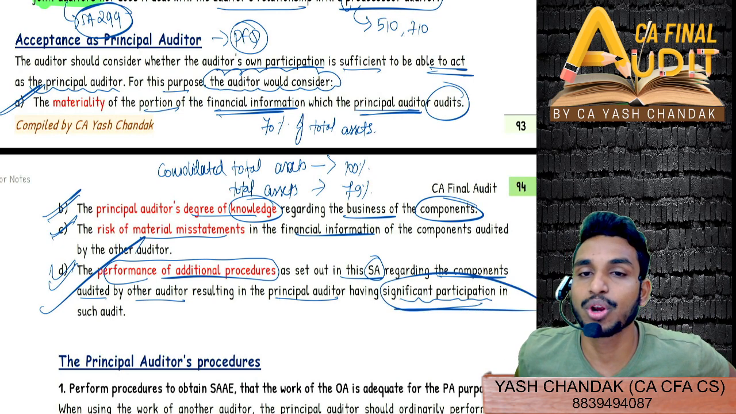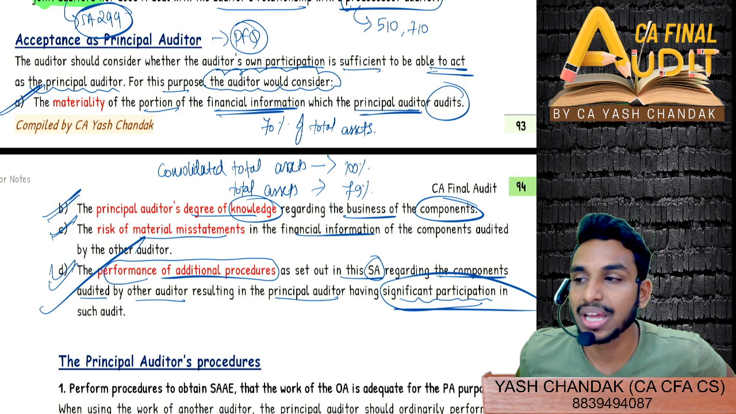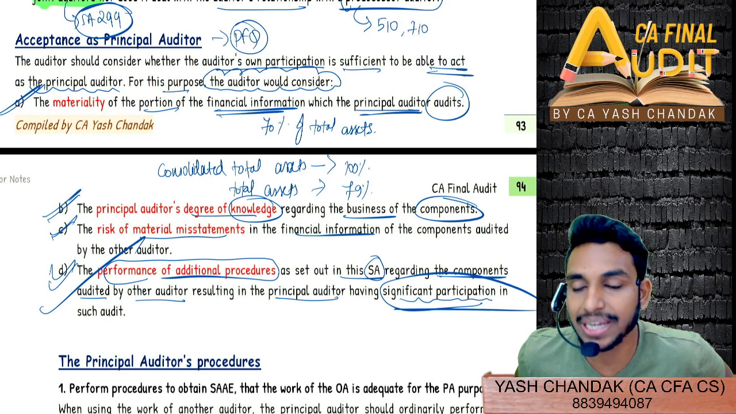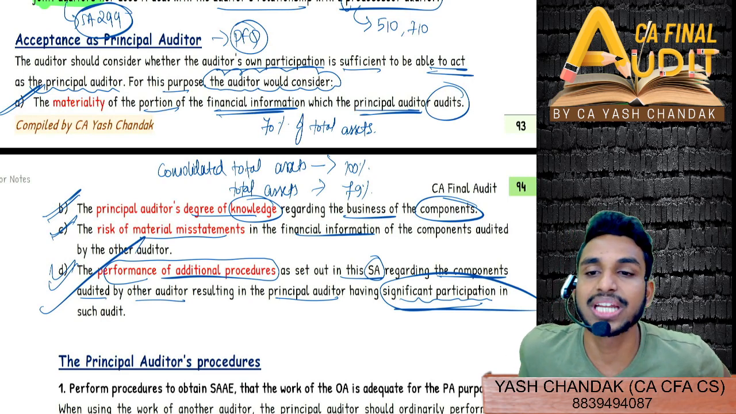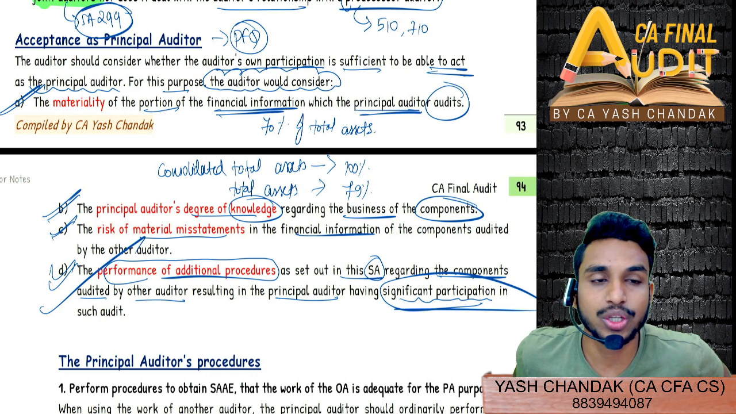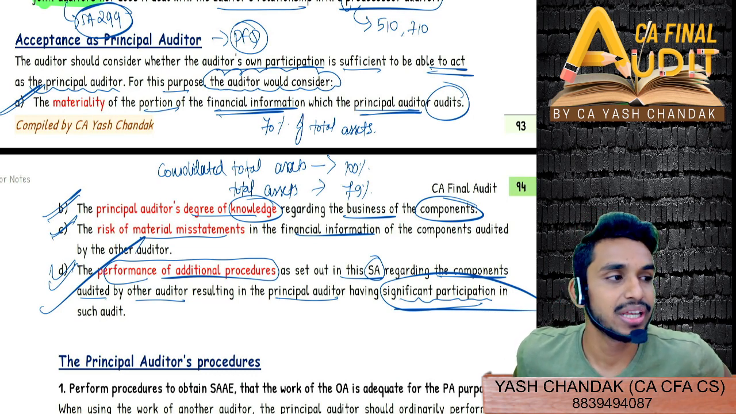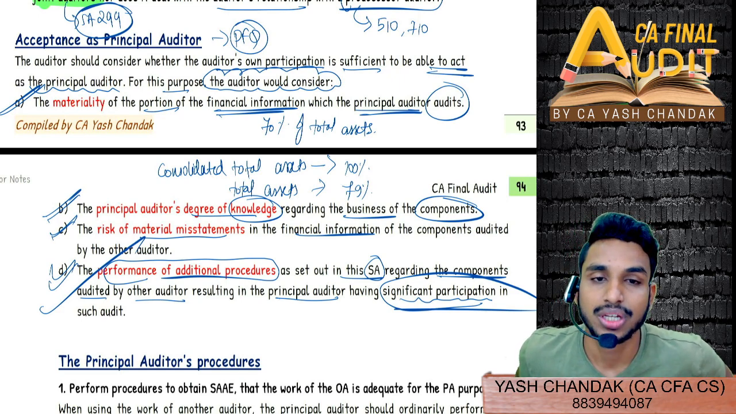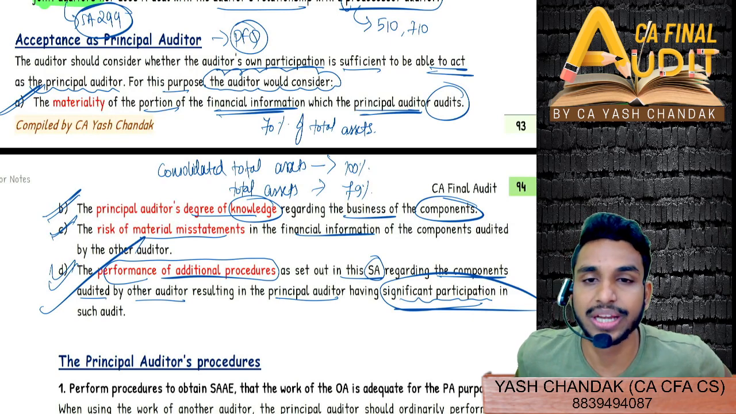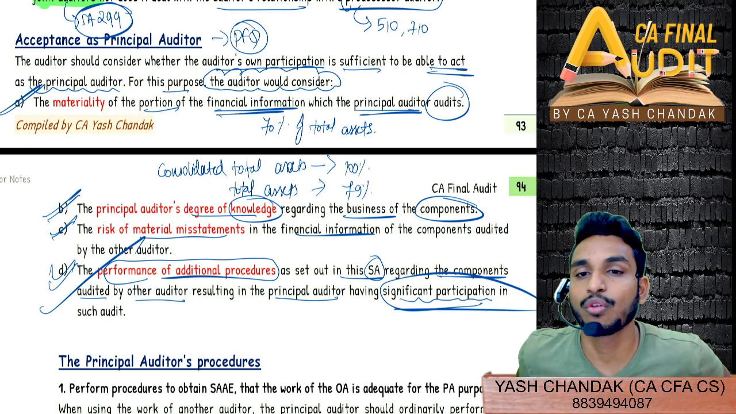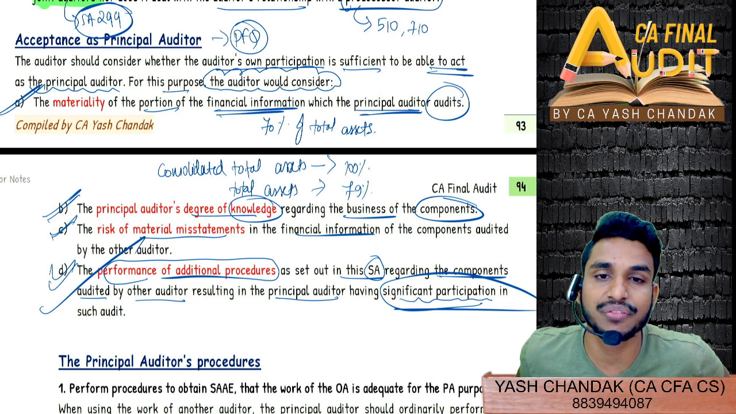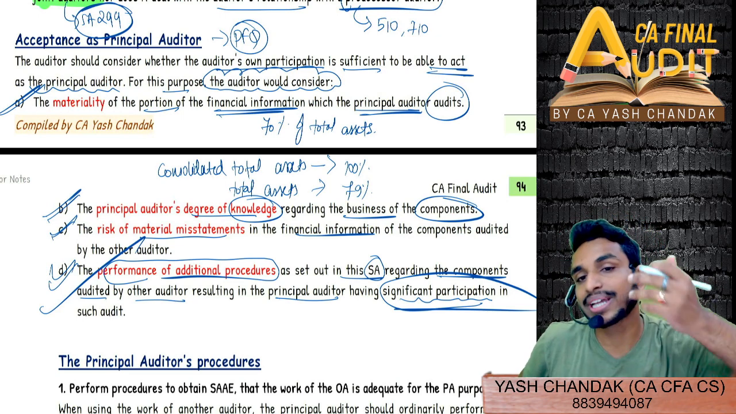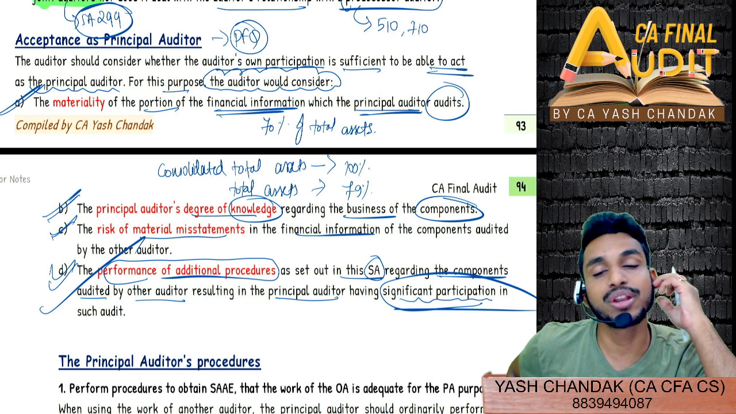So acceptance as principal auditor, they haven't asked till now, but definitely they can ask, and when they ask, then you might get confused. So better be prepared right away, right? You can write a question that you can expect. The question would be: you are auditing XYZ Limited, and there are also a few components of XYZ Limited which are audited by other auditors. Now you as an auditor want to consider whether your own participation is sufficient to act as the principal auditor. So what points will you consider?